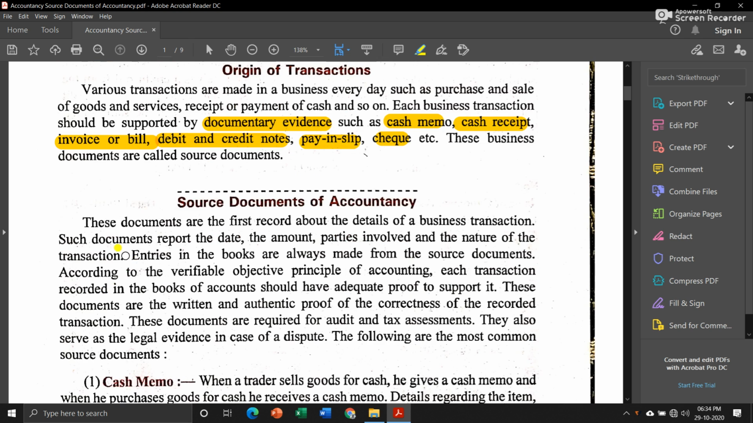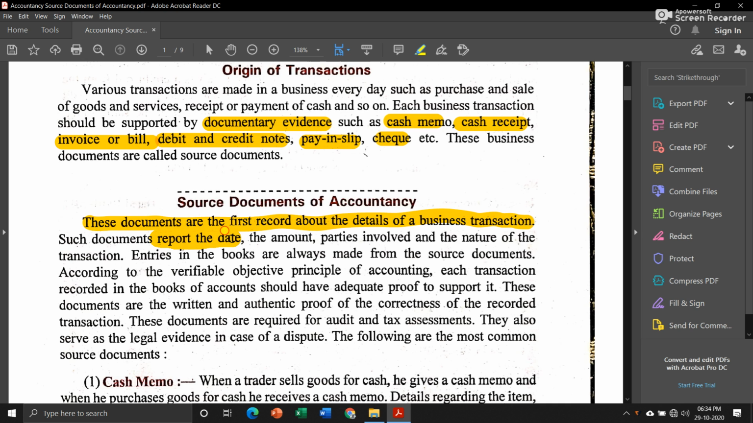Now, what are source documents of accountancy? Now these documents are the first record about the details of a business transaction. That means they are the documents which will record first the details of transaction. Such documents report the date.